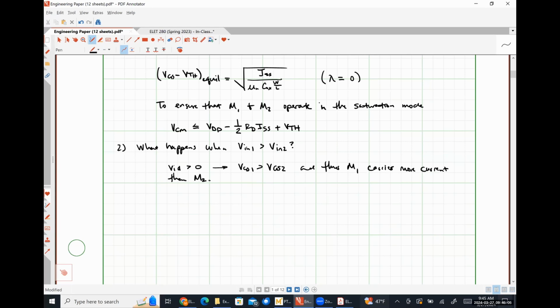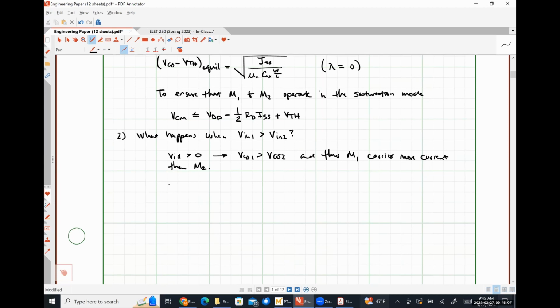Then M2. If VGS1 is much greater than VGS2, M2 will turn off or enter effectively cutoff mode, making ID1 equal to ISS and ID2 equal to 0.